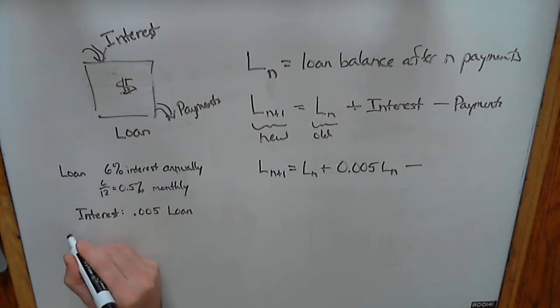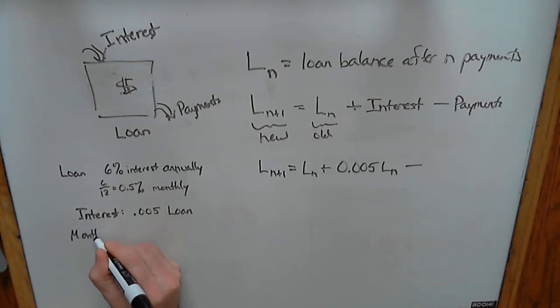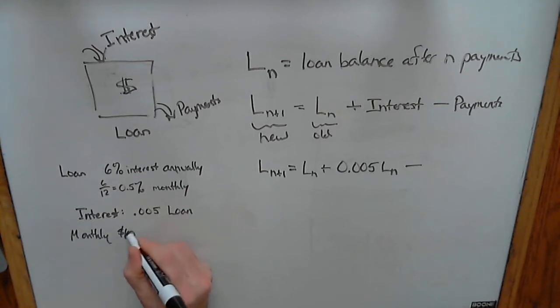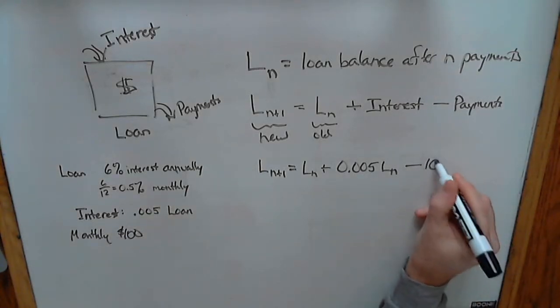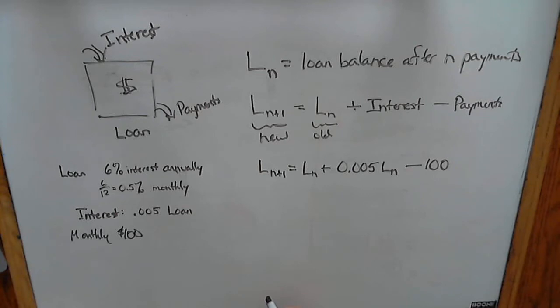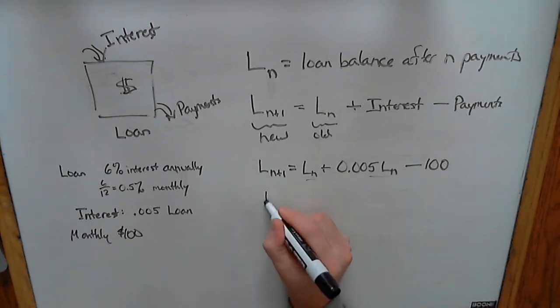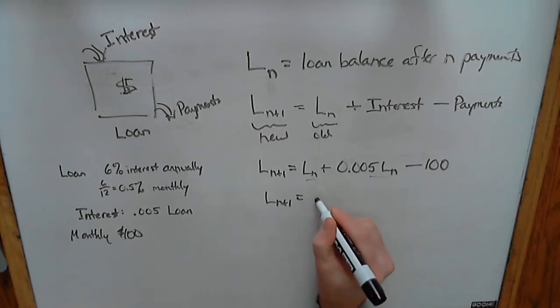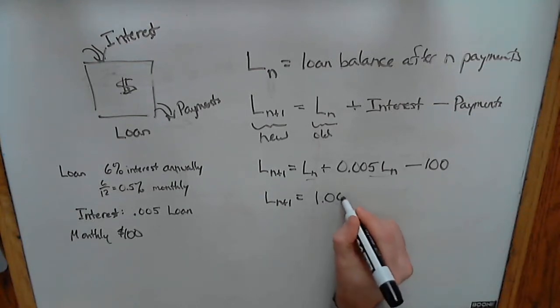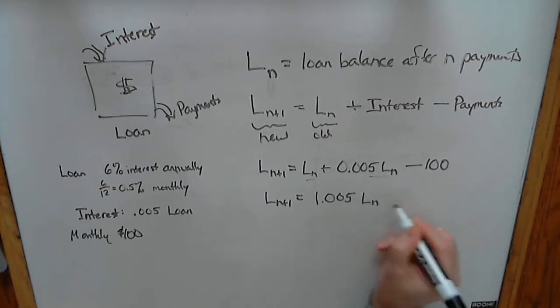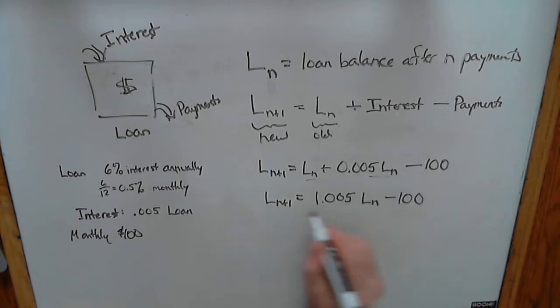So let's do a little more clear. Let's pretend that my monthly payment is $100. Well, that means every month I subtract $100 from my loan. These two terms are the same type. It's a number times Ln. So my new balance is Ln factors out 1 plus 0.005 times Ln minus 100. This is the recursive equation.